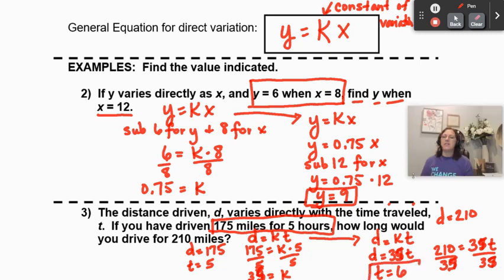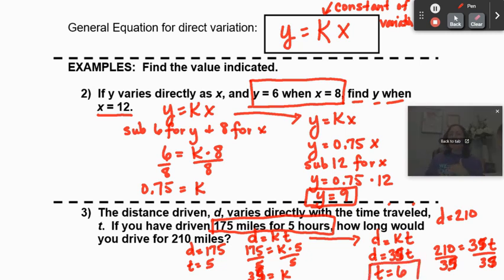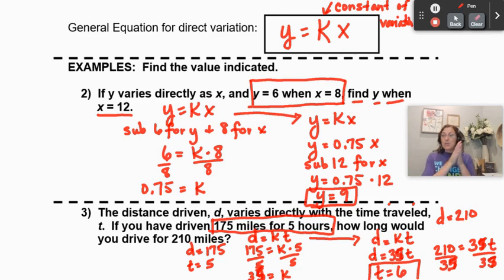But I want you to see the good part is we're doing it in 2 parts, right? We can do the first half of the problem to find our K value. Then I want you to use that in the second half of our problem in order to solve and answer the question.